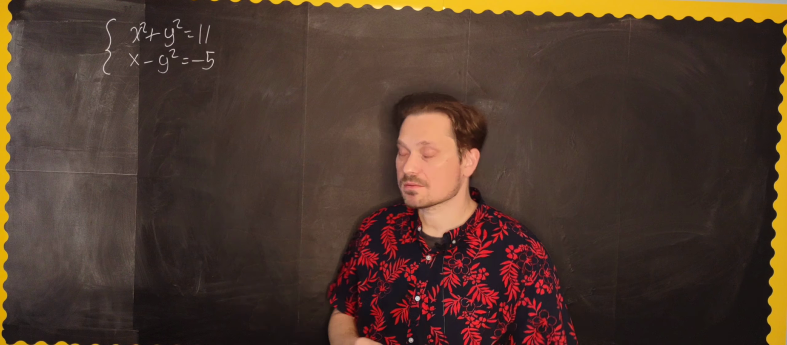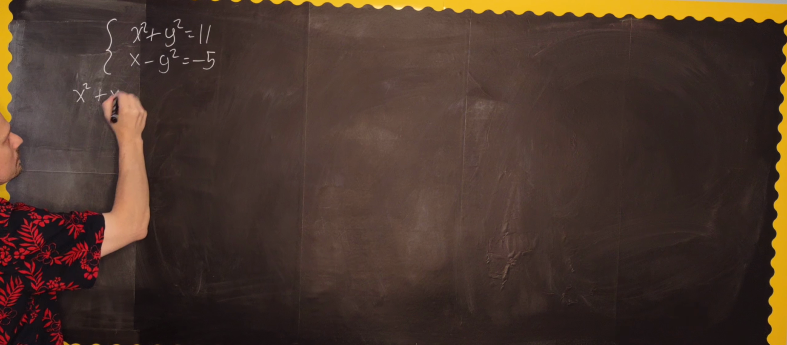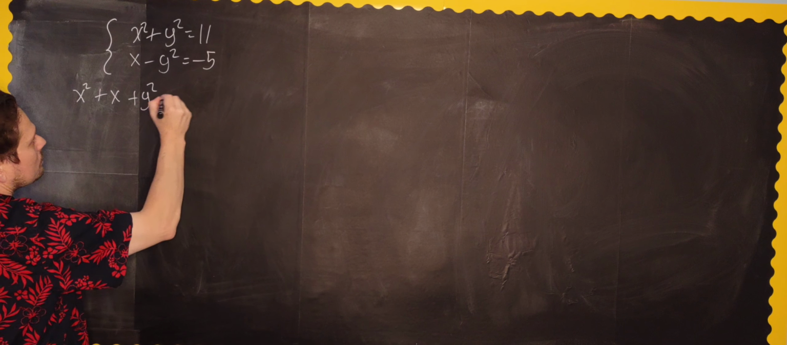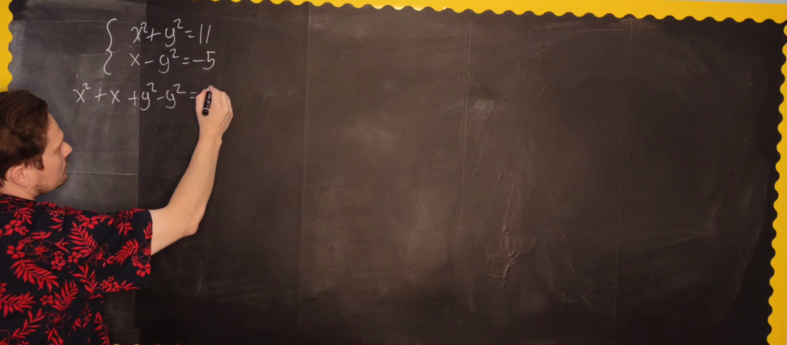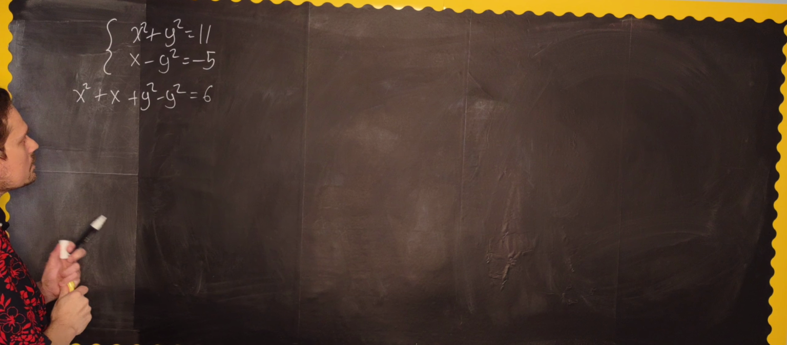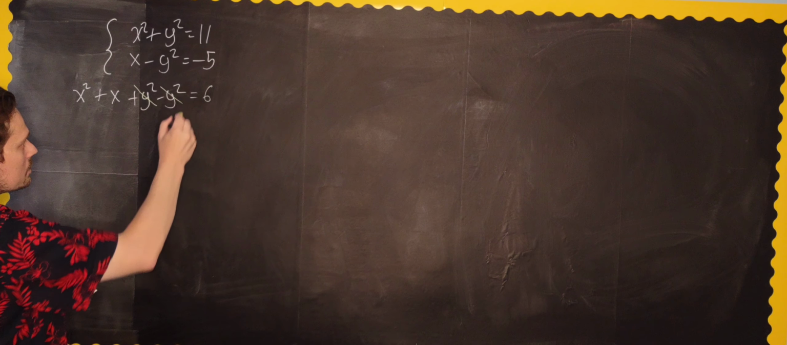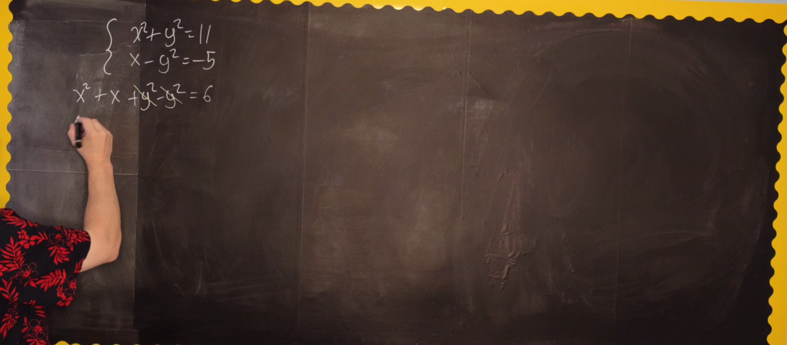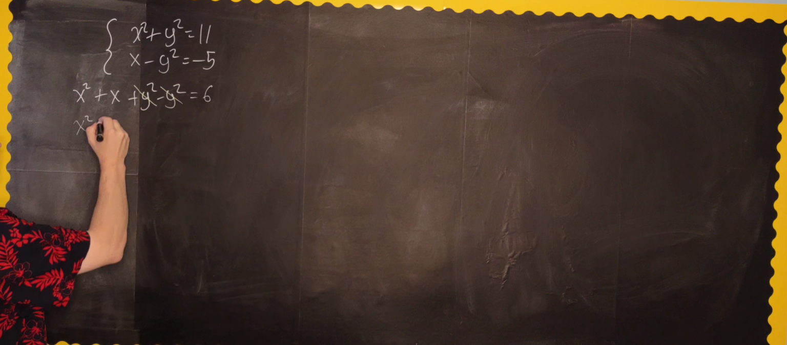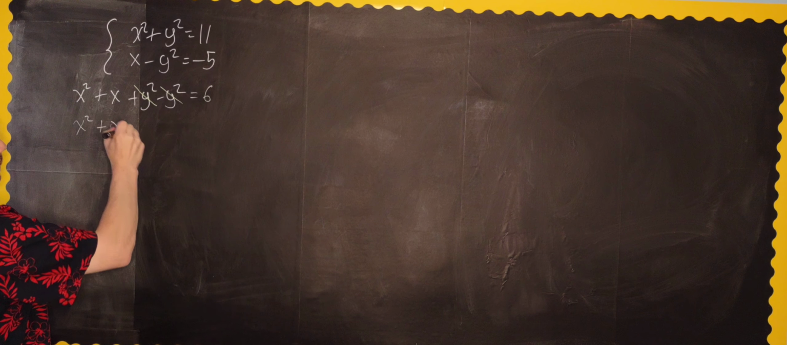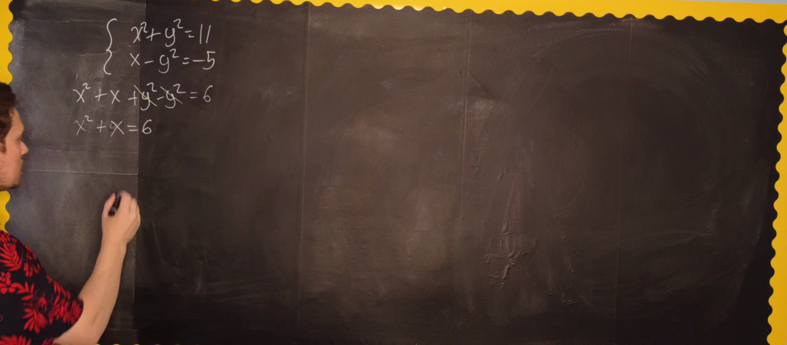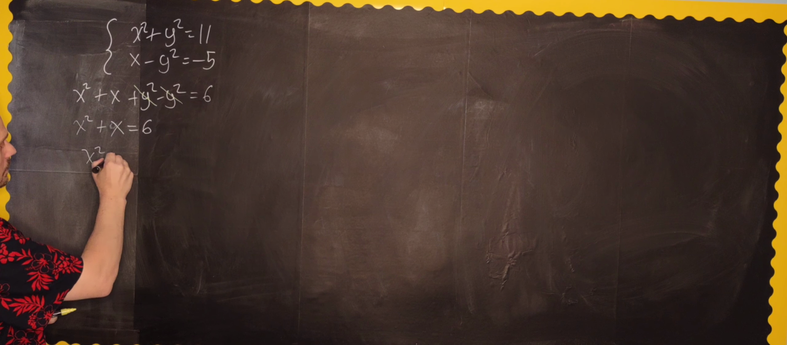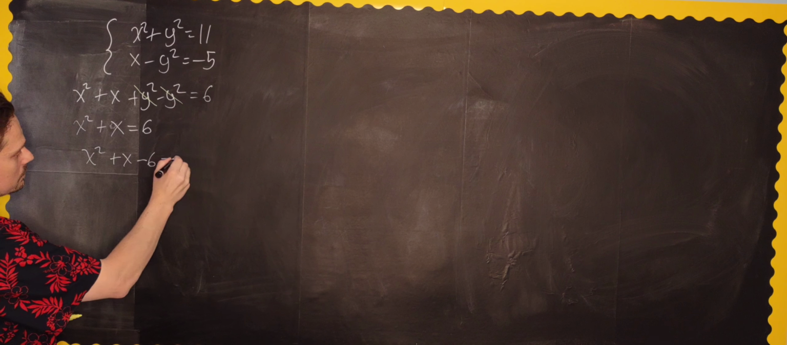Add up the left sides. So you would have x squared, and then plus the x, and then plus the y squared and minus y squared. You see one is positive, one is negative, and on the right side you have 11 minus 5, which is 6. As I've said, this is rigged a little bit, so this one cancels with this one. That's going to leave you just with x squared plus x, equal to positive 6. Move the 6 over, so it's going to give you x squared plus x minus 6 is equal to 0.